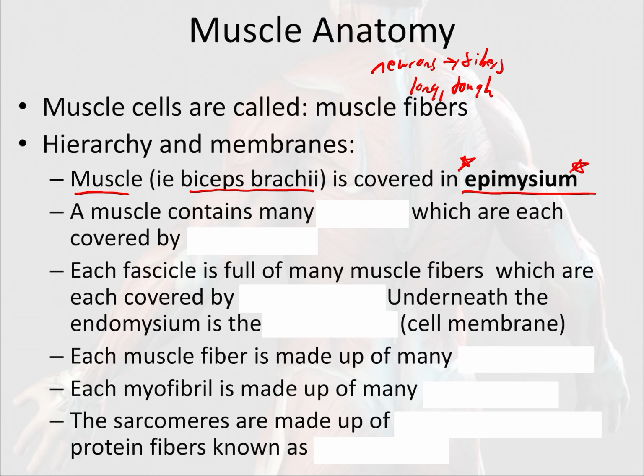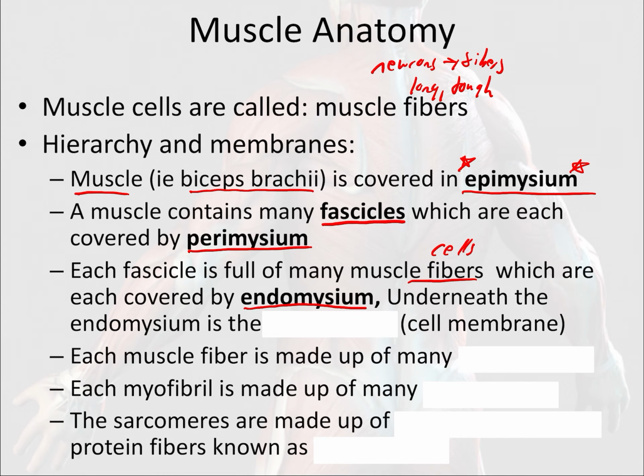The whole muscle is made up of many fascicles, these little structures called fascicles. Each fascicle is covered by a different membrane called the perimysium. Each of those fascicles is then made up of many actual muscle fibers or muscle cells, and each of those is covered by the endomysium. So we've got the three membranes: one, epimysium covers the whole muscle; two, perimysium covers each fascicle; and three, endomysium covers each muscle cell or muscle fiber.